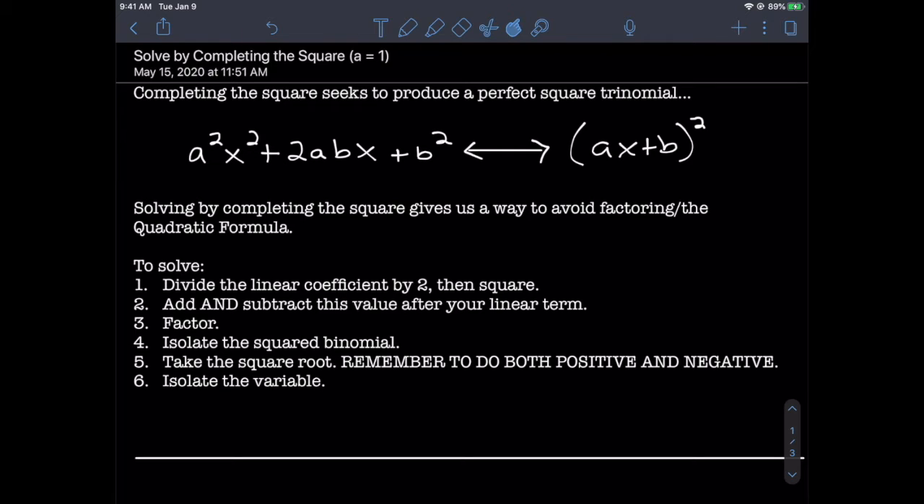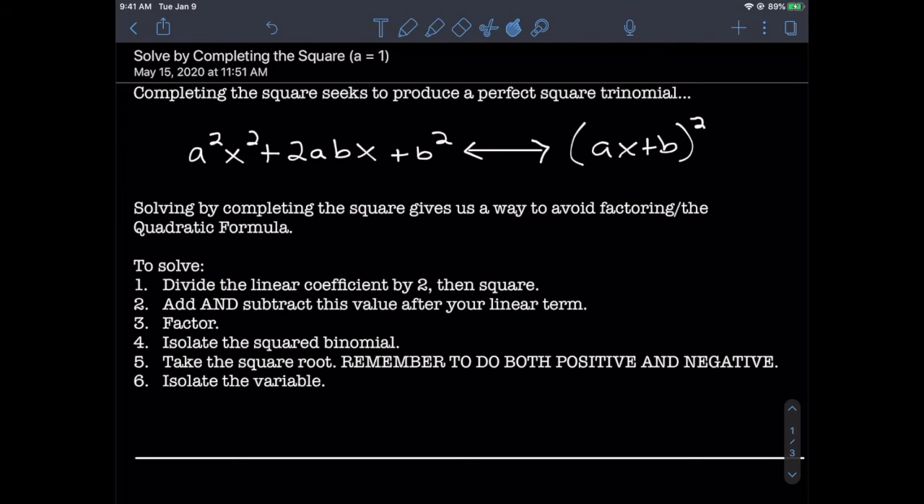Now, if you're wondering what that thing is, well, I'm happy to oblige you. You see, a perfect square trinomial is any trinomial like this one here, a squared x squared plus 2abx plus b squared. It factors down into the very nice square of the binomial ax plus b, or as we see it written here, (ax plus b) quantity squared.